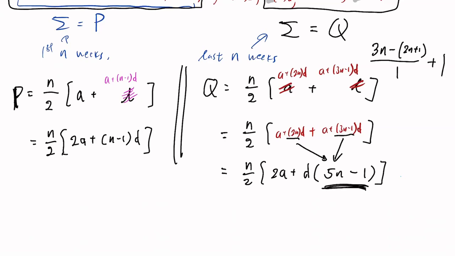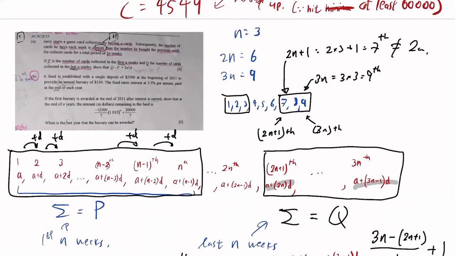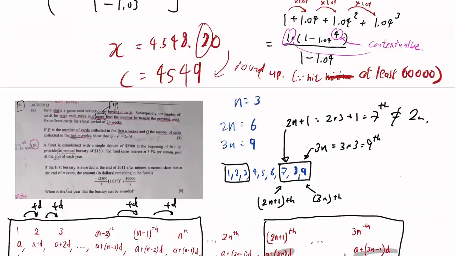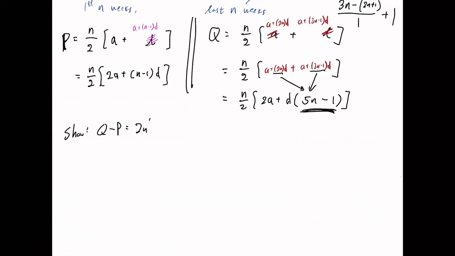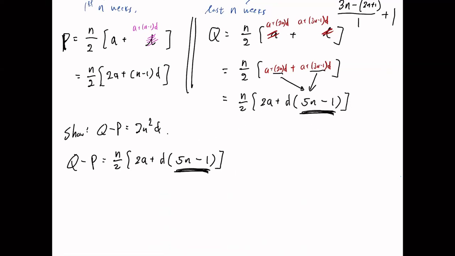Okay, very good. So now we have P and Q. What do we want? They tell us to show that Q minus P equals n squared times d. So let's just calculate Q minus P. Q is this fella, copy and paste. Subtract away P. Subtracting P is n over 2 multiplied by whatever. Is that okay? Good.